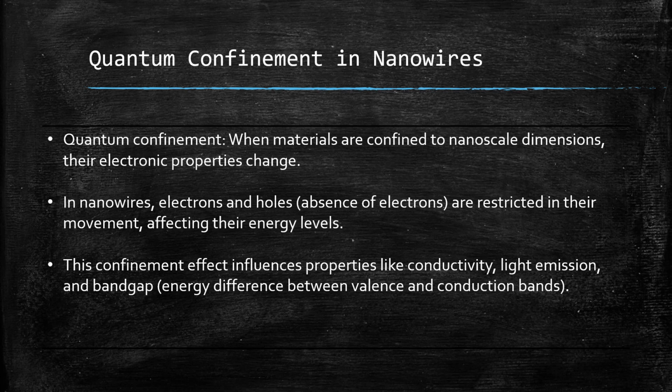Now we delve into the realm of quantum mechanics. When a material shrinks to the nanoscale, something magical happens: quantum confinement. In nanowires, electrons and holes, let's think of them as positive charges created by missing electrons, are squeezed into a tiny space, limiting their movement. This confinement has a profound effect on their energy levels. Imagine them jumping to different energy states. In a nanowire, these jumps become more prominent, influencing how the nanowire conducts electricity, emits light, and even the range of colors it can absorb. It is nothing but the band gap.